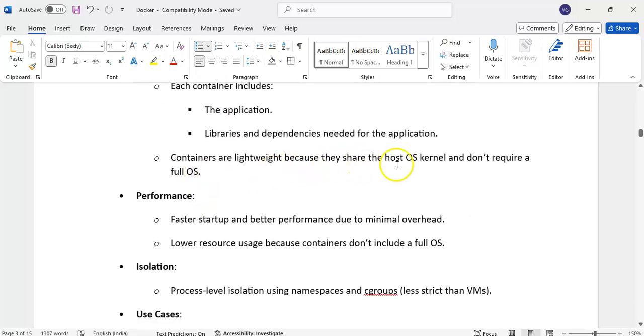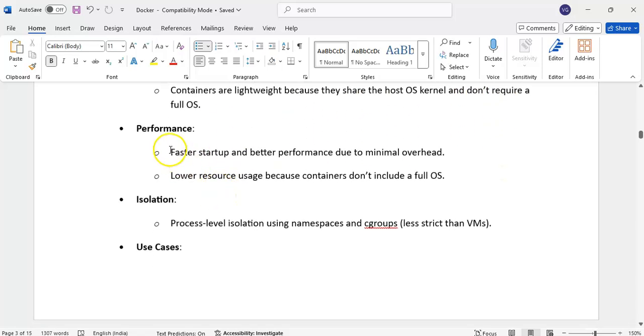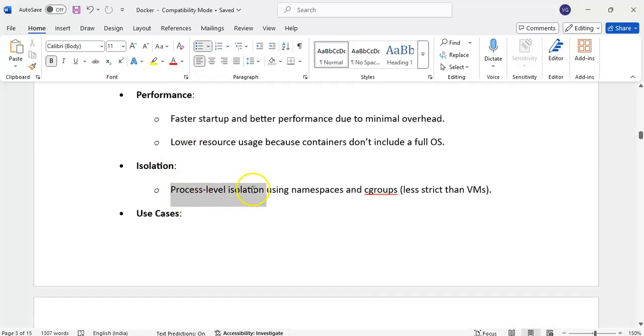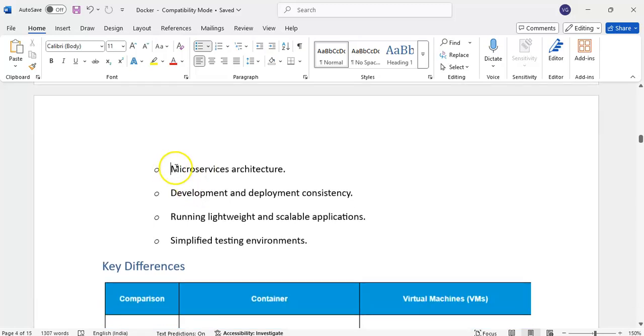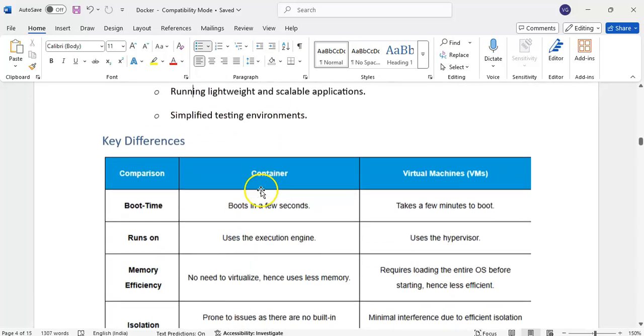Containers are lightweight because they share the host OS kernel and do not require a full OS. Performance wise, they have faster startup, and it will start very fast, with better performance due to minimal overhead. Lower resource usage, because containers don't include a full OS. Isolation means process level isolation, not entirely, only process level isolation using namespaces. Use cases are microservices architecture, development and deployment consistency, running lightweight and scalable applications, and simplified testing environments.